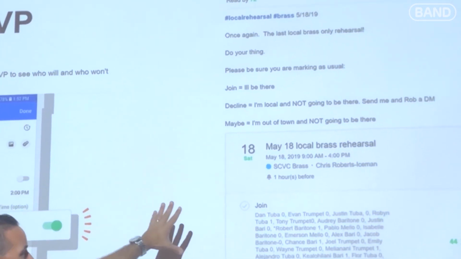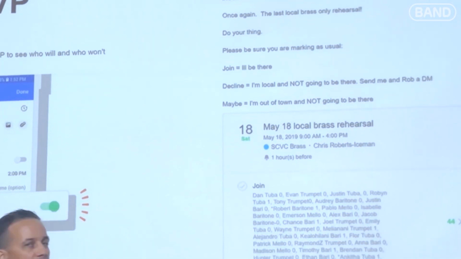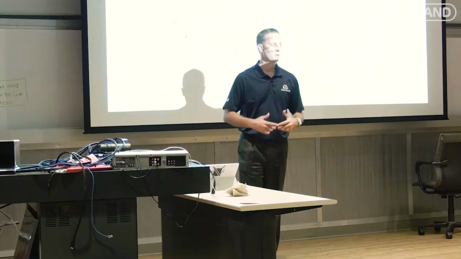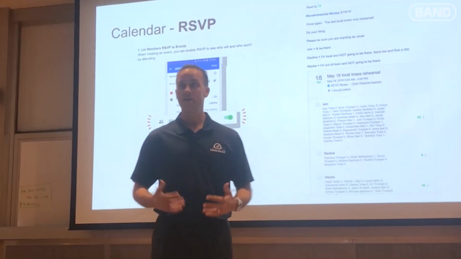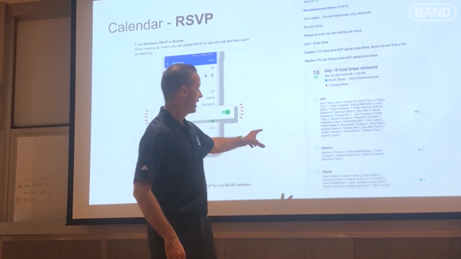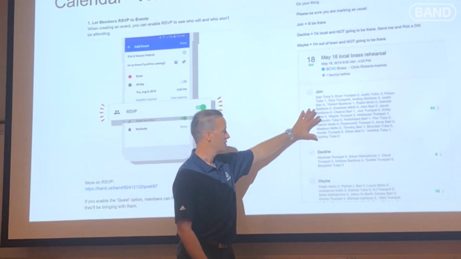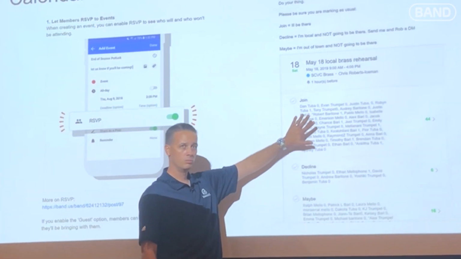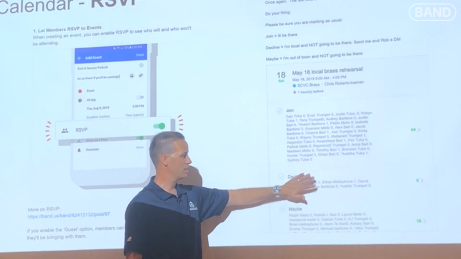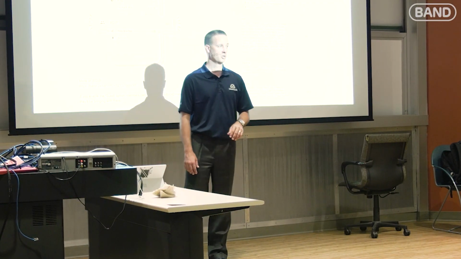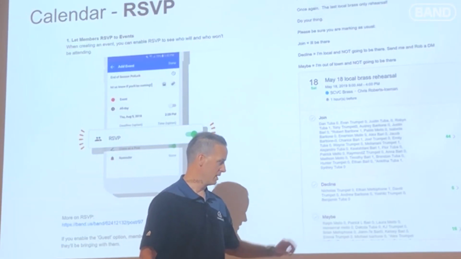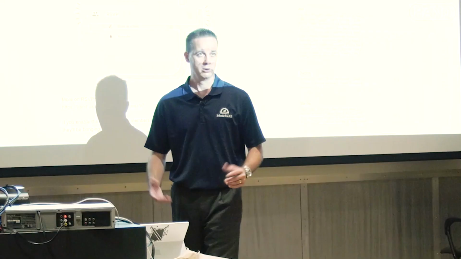The way I used the RSVP for the kids, because in drum corps we have kids from all over the country, whereas yours are pretty much right in your area, is I needed a solution, so I said if you're local, you need to either join or decline. But if you decline, you need to send me a message telling me why you're not going to be there, because you're local. And if they said maybe, I knew that they were at a distance, so I didn't have to worry about it.